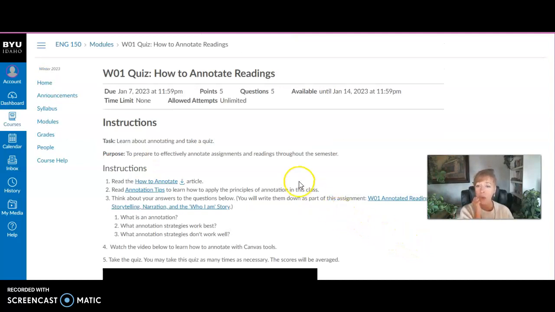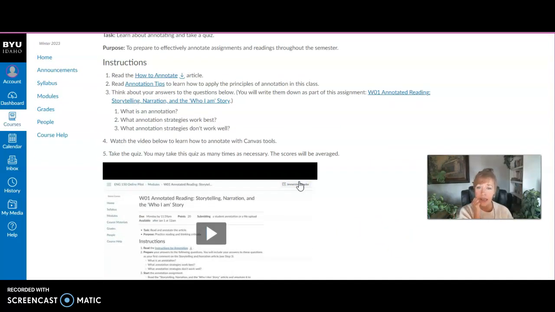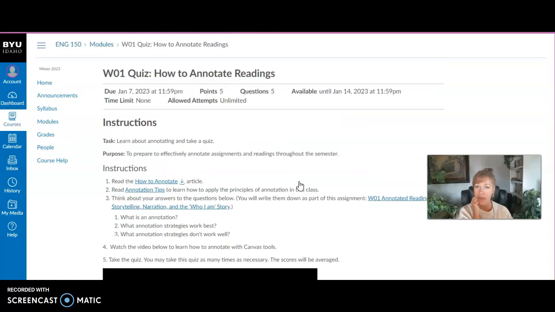Okay. So here is another assignment where throughout this semester, we're going to be doing a lot of annotated readings. Annotation simply means when we engage in a piece of writing, like an essay or an article, by highlighting key points, by writing in the margins. You might think of how we've been taught to engage with scriptures, okay? By underlining key passages, by writing our testimony or our responses in the margins.